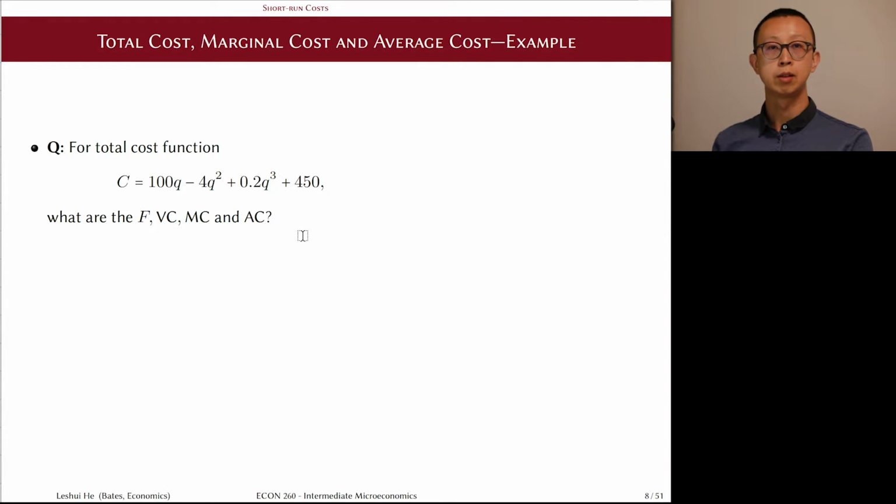Let's say that we have a cost function that looks like this. What are the fixed costs, the variable costs, the marginal cost, and the average cost of this firm? Can you pause the video here and think about it for a little bit?